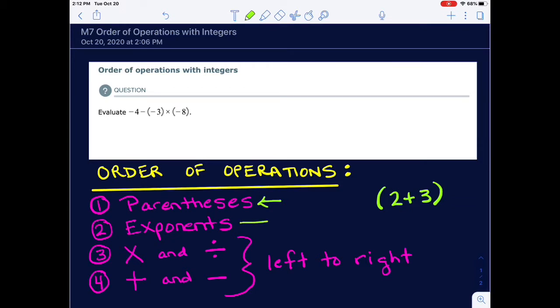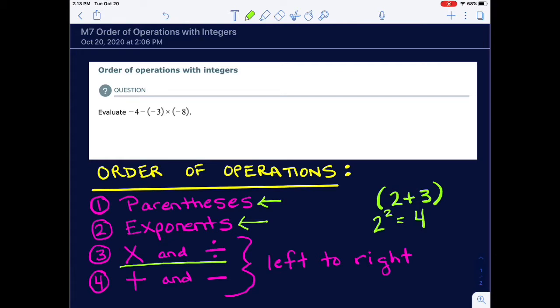The next thing you always look for is exponents. We don't have any exponents here, but if you had something like this, then you would have to do this to get that taken care of before you could move on. All right, once you've taken care of parentheses and exponents, and there are neither of those to do in this problem, but in other problems you will find those, the next thing you're going to do is all of the multiplication and division.